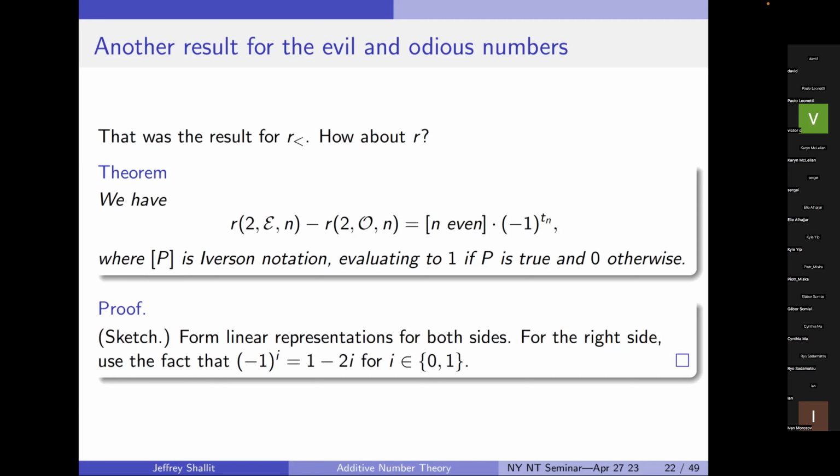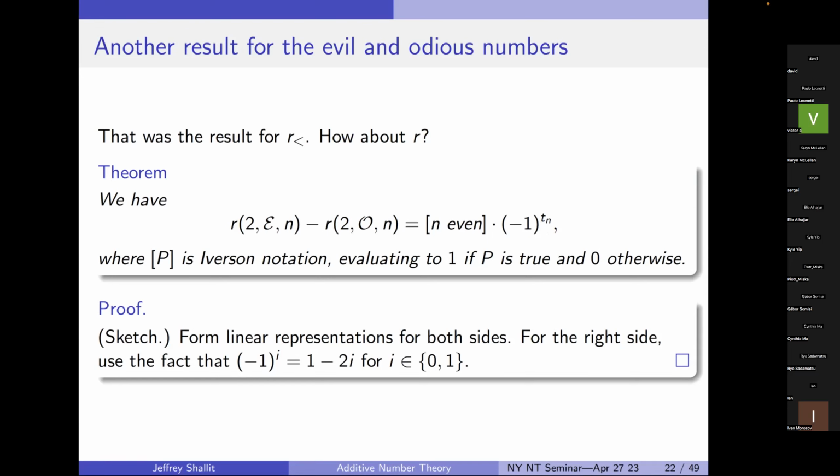How about r? This is something that was not in their paper. So the point here is we can use this to prove some new theorem. If you just play around with it, you quickly discover that r2 evil of n minus r2 odious of n is either 0, 1, or minus 1. And what is it? It's minus 1 to the Thue-Morse function at n, in other words, the parity of the number of 1 bits, if n is odd, and otherwise it's 0.